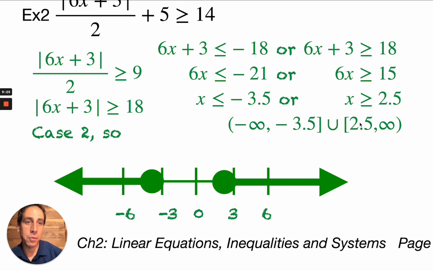Combine all of these numbers with all of these numbers on the same number line. And so here you've got 2.5, or including 2.5, and we're going up to infinity.